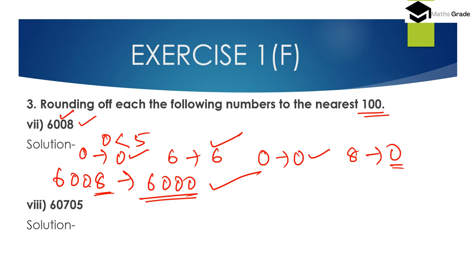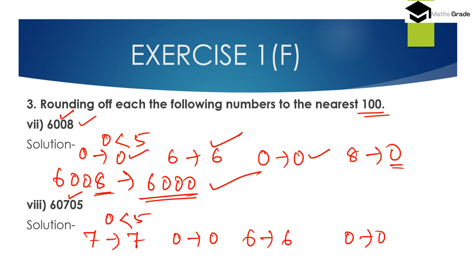Now 8th bit, 60,705. We have to round this number to the nearest 100. So when we round this number to the nearest 100, look at the tens place digit. Here the tens place digit is 0, which is less than 5. So don't add 1 to the 100s place digit. Just write down 7 as it is. And 1000s place digit 0, just write down 0 only. And 10,000s place value digit 6, just write down 6 only. And this tens place digit 0 changes to 0, and this unit place digit 5 changes to 0.